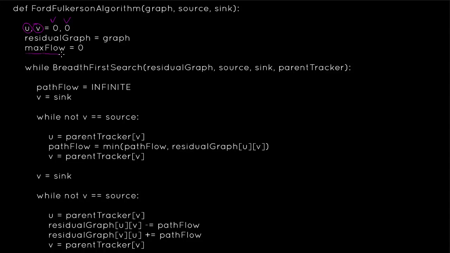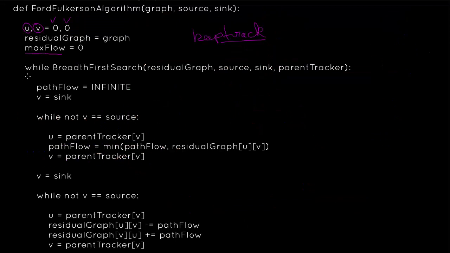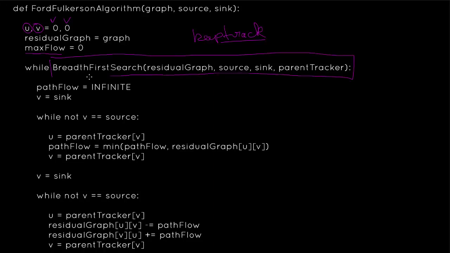Then you have something called the max flow. The max flow will keep track of everything. This is basically what the max flow will keep track of, the 12 plus 4 plus 7. So while the breadth first search, we basically call this breadth first search function, and this will return either a true or a false, and depending on that you will execute the next part.